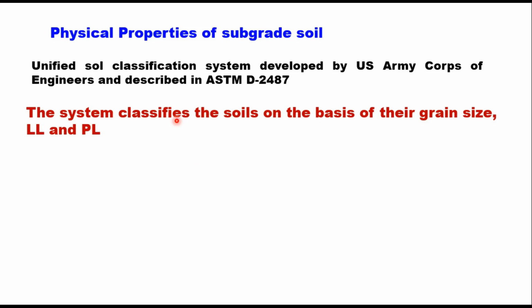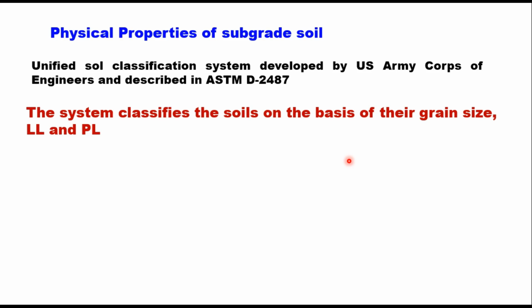FAA method considers physical properties of subgrade soil, and this method suggests classification of soil used in subgrade based on the Unified Soil Classification System as developed by the US Army Corps of Engineers, and that is described in ASTM D2487. In this method, the soils are classified based on their grain size distribution, liquid limit and plastic limit. And based on this system, the soils can be classified starting from gravel to clay with high compressibility and peats.